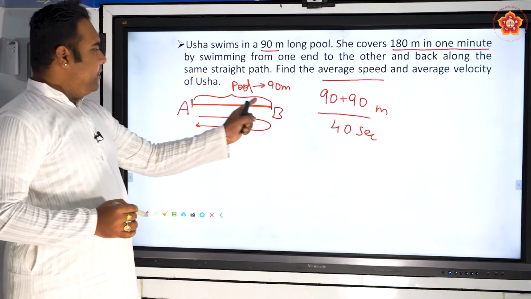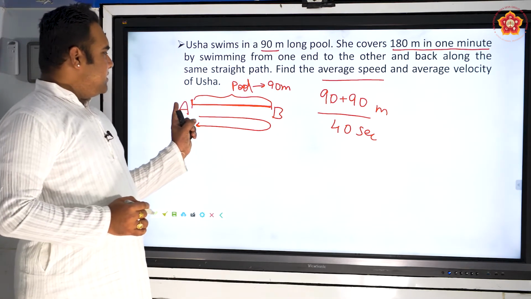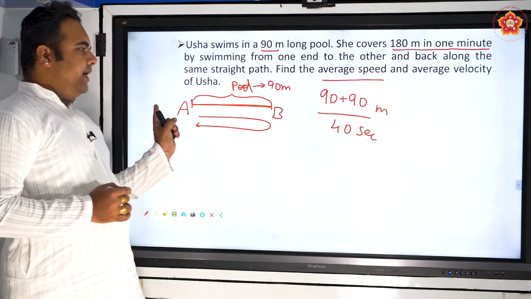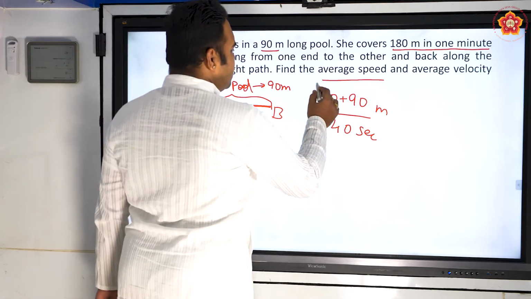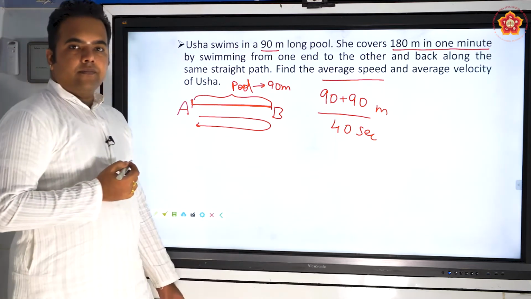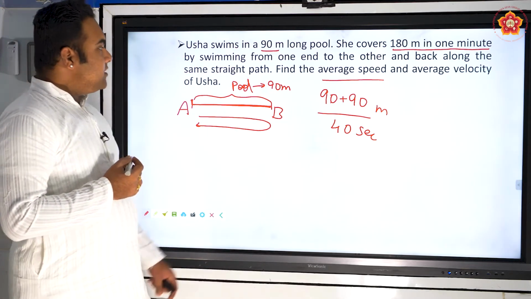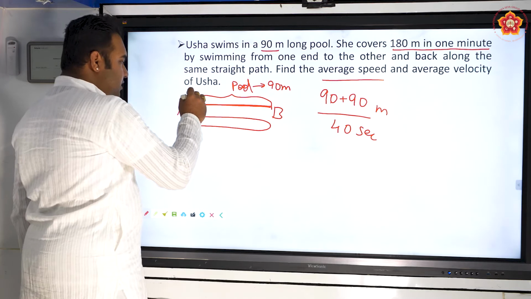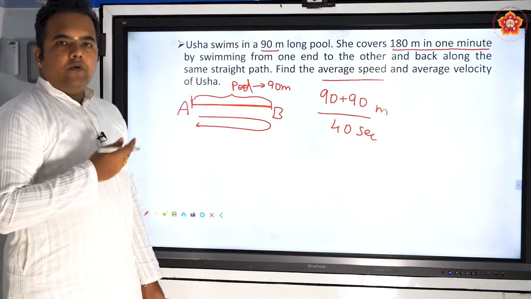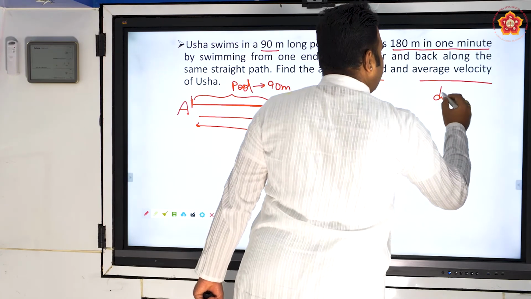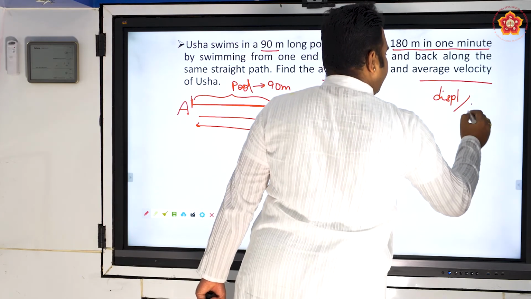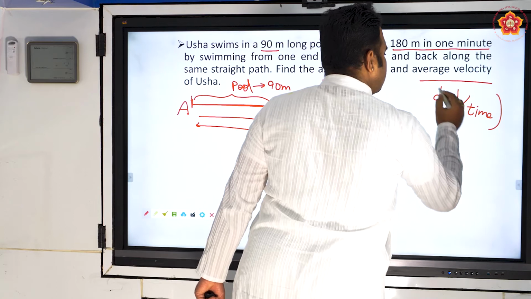So she moved from A to B and back to A. Therefore, distance is AB plus BA, that is 90 plus 90 in 40 seconds. So the ratio of this will give you the average speed. Now average velocity: she started from A and reached back the point A. So what is the displacement? For average velocity we have displacement divided by time. So this is the formula.